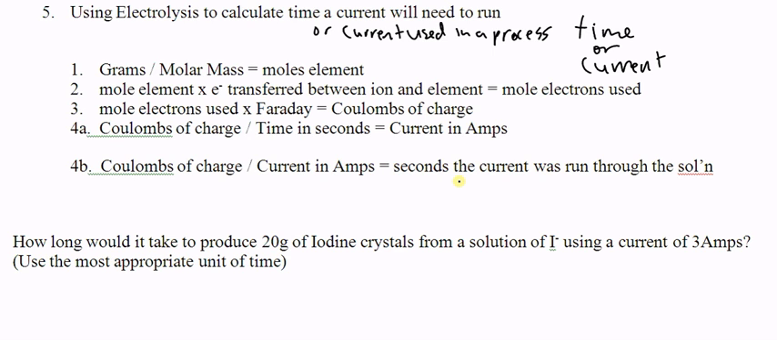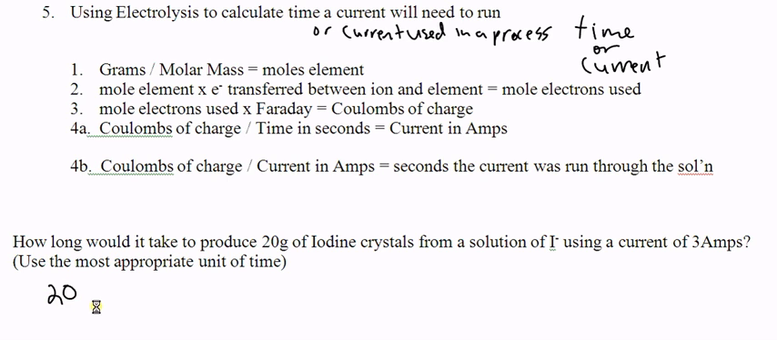So first example here, how long would it take to produce 20 grams of iodine crystals from a solution of iodine using a current of 3 amps? Just like with electrolysis for mass, the nice thing about these electrolysis questions is that you don't need to know the cell potential. It's not relevant for what we're going to be doing. We're assuming that enough potential has been provided in the opposite direction to get the electrolysis to occur.